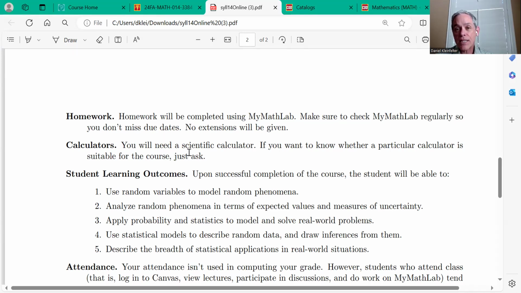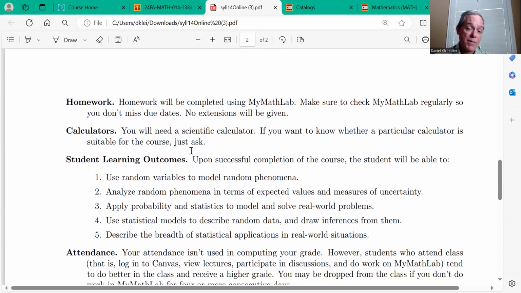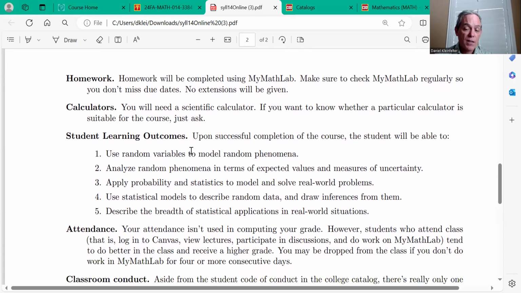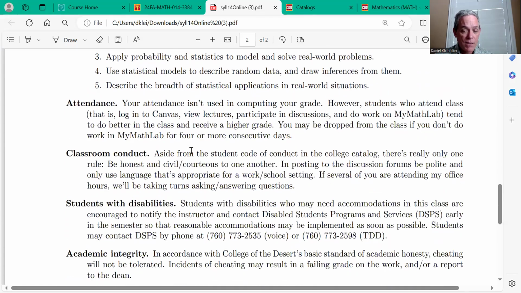You can also use Excel. If you're good with spreadsheets, you can also use Excel for it. Some of the things we do, you can use a scientific calculator for. If you have trouble deciding on what calculator is good for the course, let me know and we can talk about it. Okay, let's see what else.